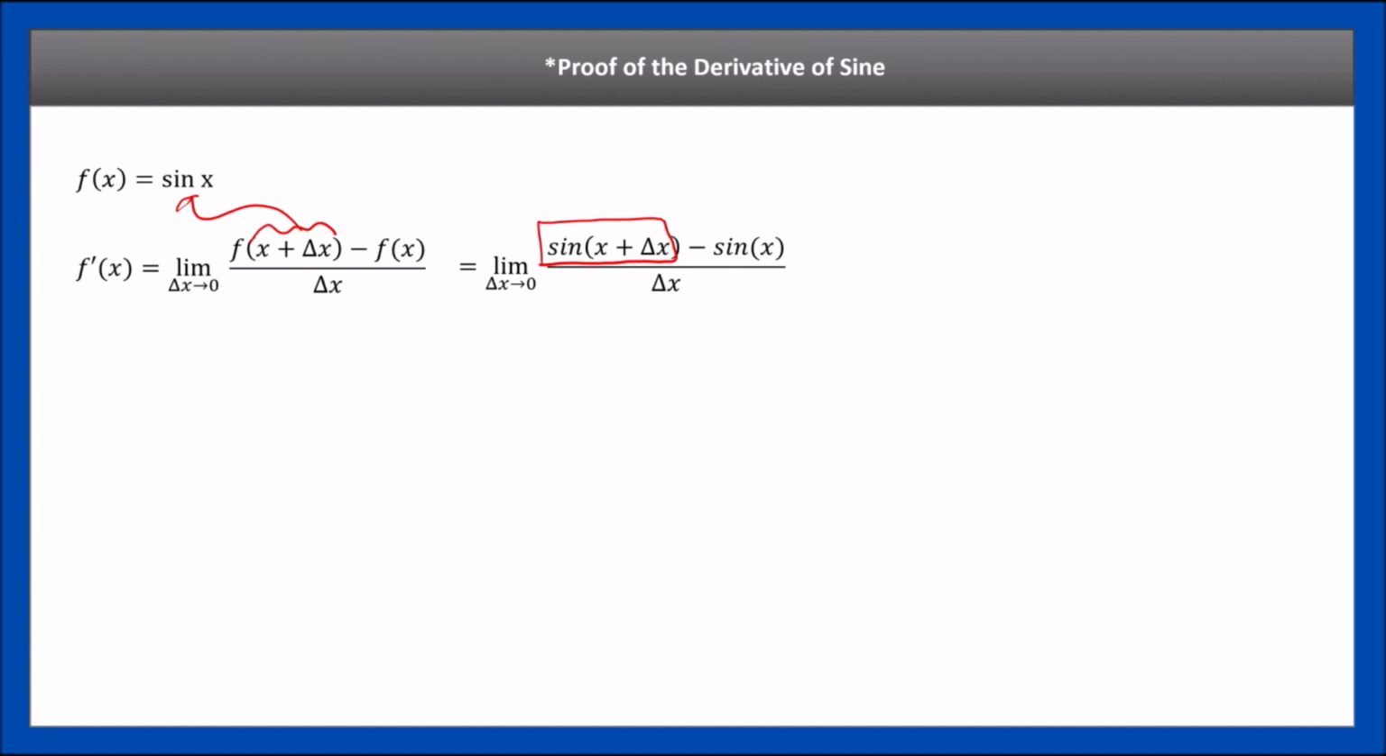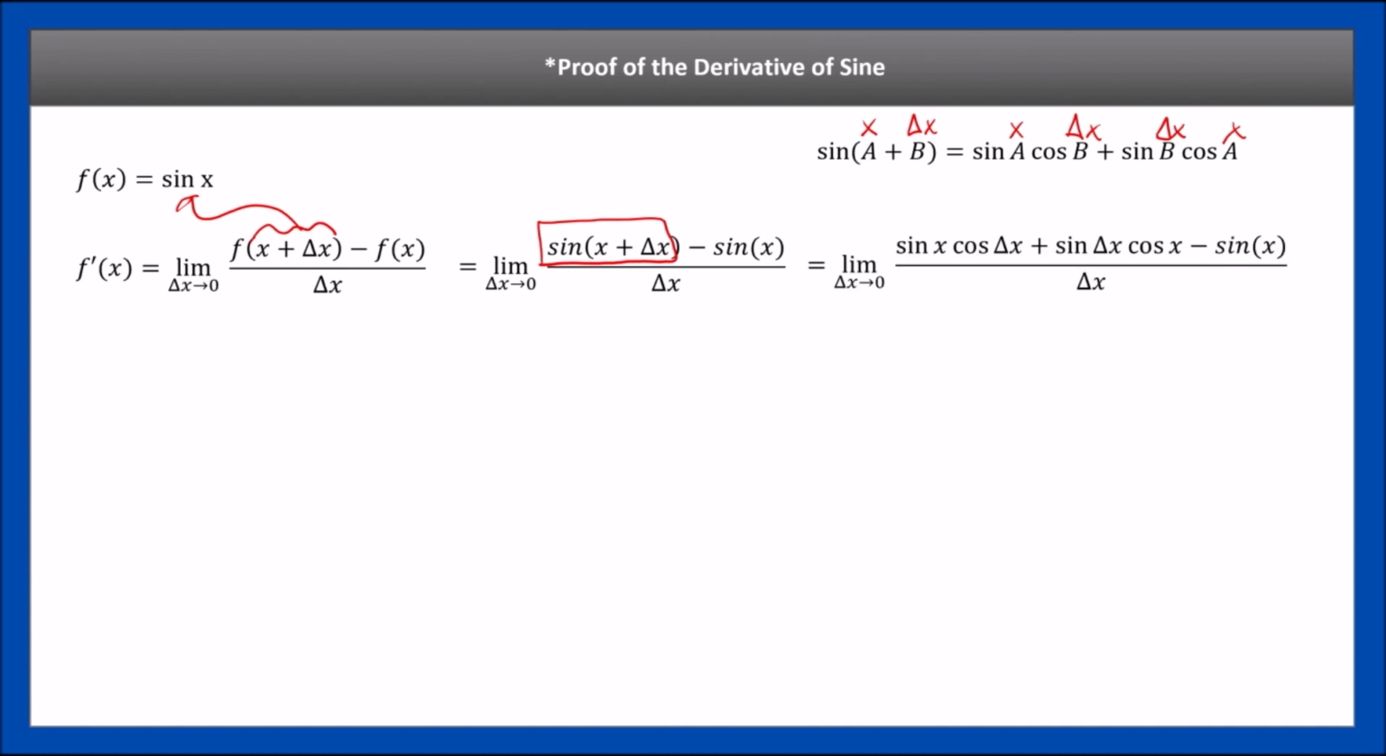You have to remember the sum of two angles identity, right? The sum identity for sine and cosine. But this one's for sine. So sine of a plus b is sine of a cosine b plus sine of b cosine a. So again, we can use x and delta x here. We don't have to use a or b. This is just a generic rule. So it's going to be sine of x cosine of delta x plus sine of delta x cosine of x. So this is what we get using that identity. Again, this is the sine of x plus delta x part.